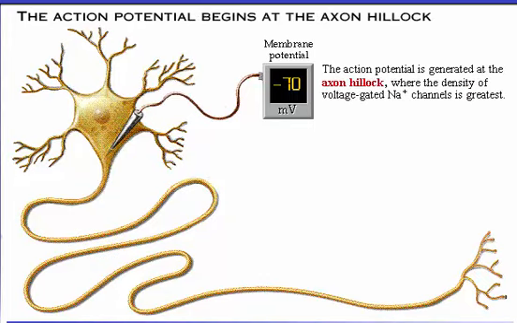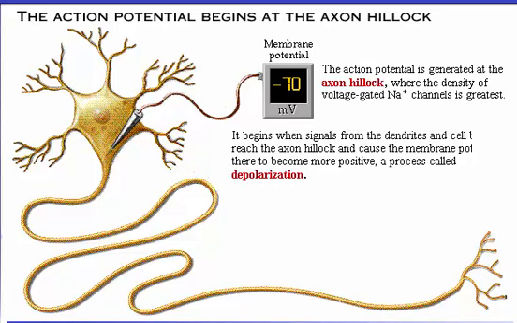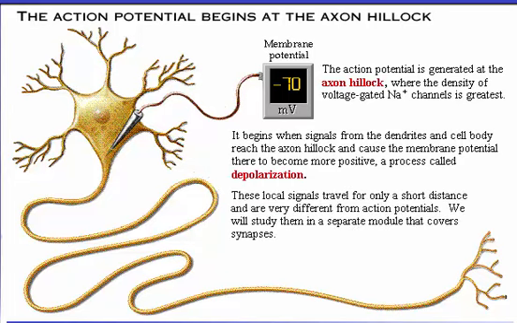The action potential is generated at the axon hillock, where the density of voltage-gated sodium channels is greatest. The action potential begins when signals from the dendrites and cell body reach the axon hillock and cause the membrane potential there to become more positive, a process called depolarization. These local signals travel for only a short distance and are very different from action potentials. We will study them in a separate module that covers synapses. Click the neuron to see the axon hillock depolarize.